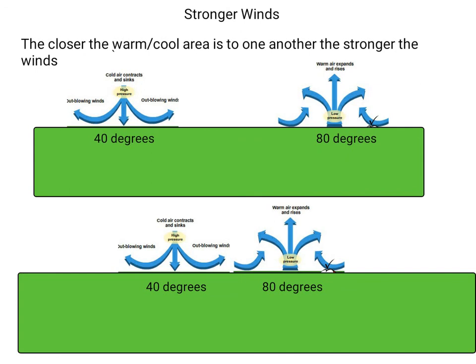The last thing that causes stronger winds would be the distance between our low and our high temperatures. When they're really far apart, between our cold and our hot, it's going to go slower because there's a greater difference. So we would have weaker winds here. Whereas here they're really close, so our winds would be moving much, much faster.